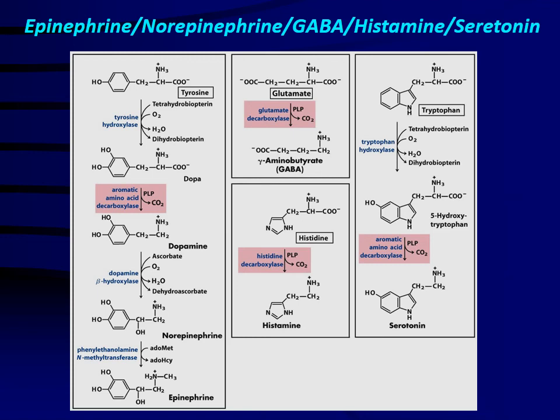Glutamate, by a decarboxylation reaction catalyzed by glutamate decarboxylase, is converted to the neurotransmitter gamma-aminobutyrate. Histamine is derived from the amino acid histidine by decarboxylation catalyzed by histidine decarboxylase. Serotonin is derived from tryptophan. Tryptophan is initially converted to 5-hydroxytryptophan, which is subsequently decarboxylated by an aromatic amino acid decarboxylase to form serotonin.